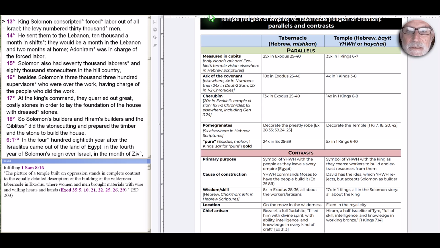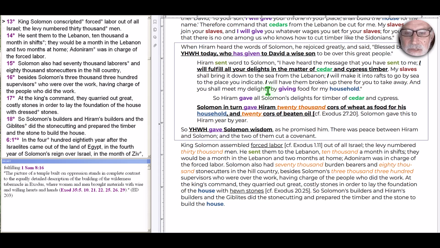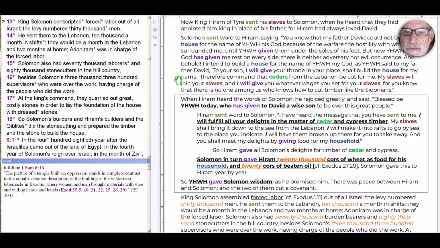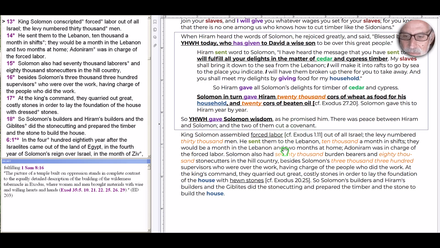So before we get into some of those parallels, the shape of our passage: we looked at this chiasm last time of the exchange at a distance of proposals. And what we'll see is actually Solomon won. Solomon said, why don't we do it together? He said, my slaves will join your slaves, as you see up here. But Hiram said, I will fulfill all your delights. I will do it. But in the end, we'll see they did it together.